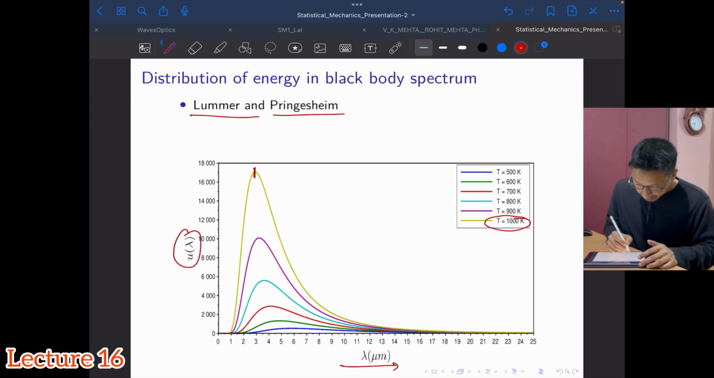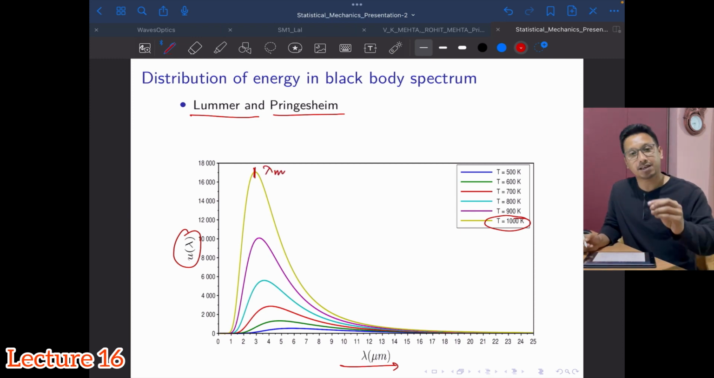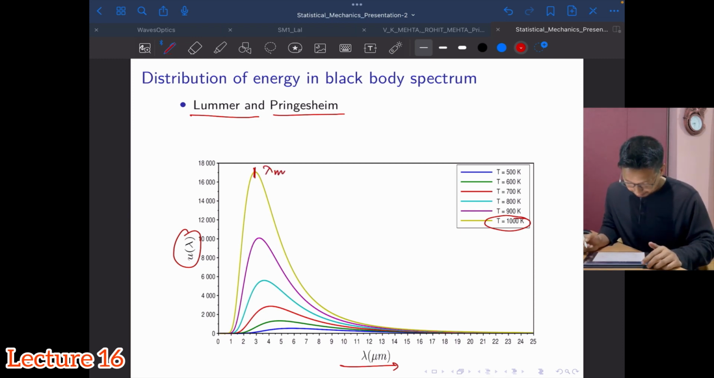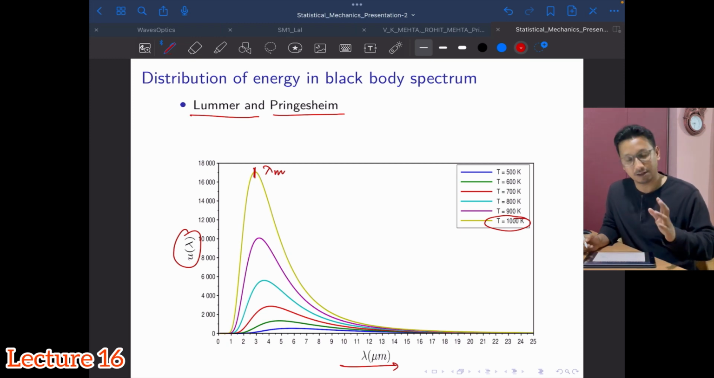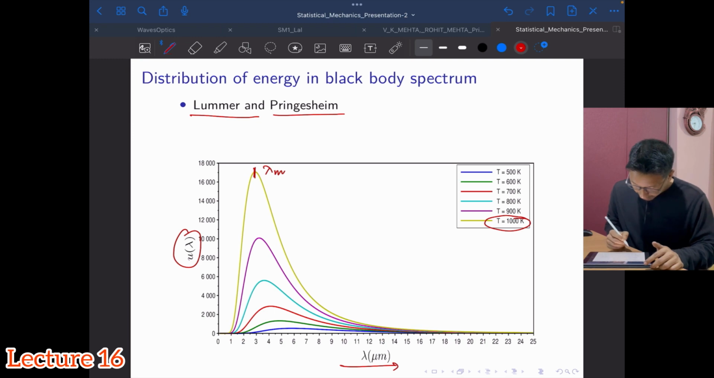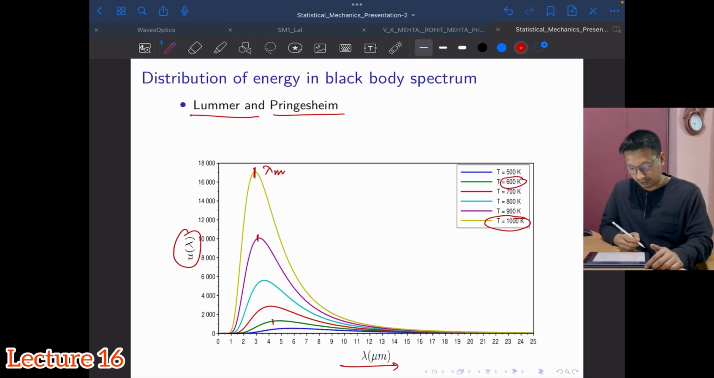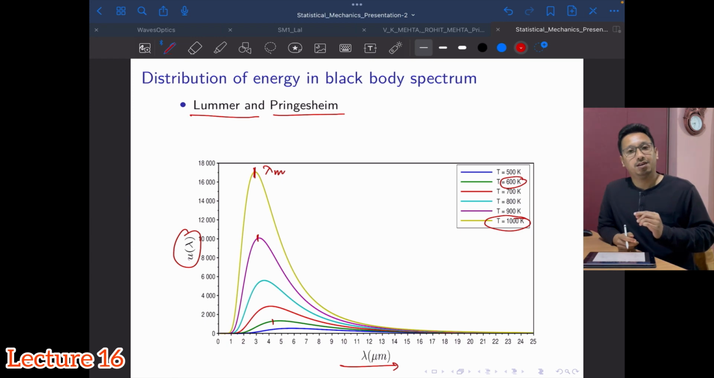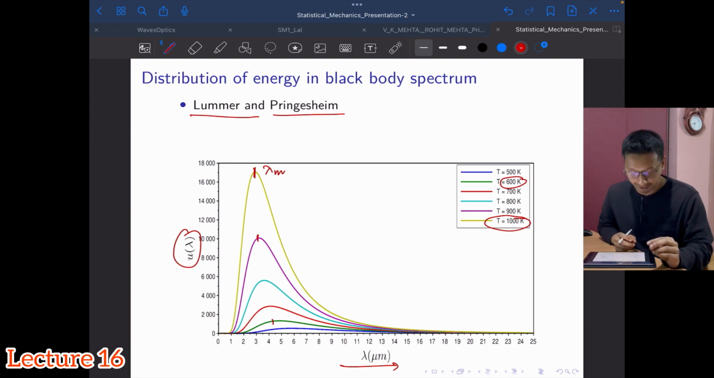Let's say for this color, where the temperature is maintained at 1000 Kelvin or so, this is the maximum, which will represent, let's say, lambda m. This is the peak of the intensity variation curve. Similarly for this purple color, this is lambda m, maintained at 900 Kelvin. Similarly for this green one, maintained at 600 Kelvin, lambda m is here. So the first point to be noted is that the energy distribution in this black body spectrum is non-uniform over the wavelength.